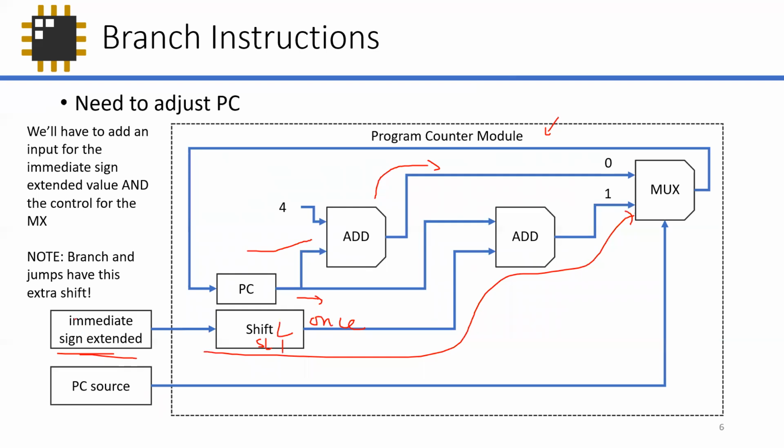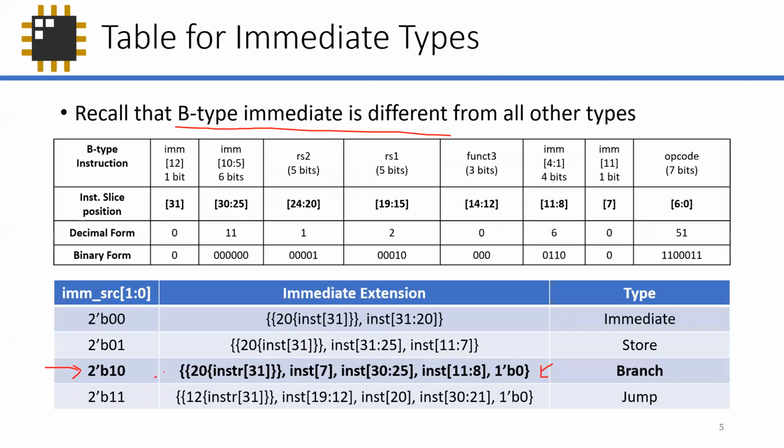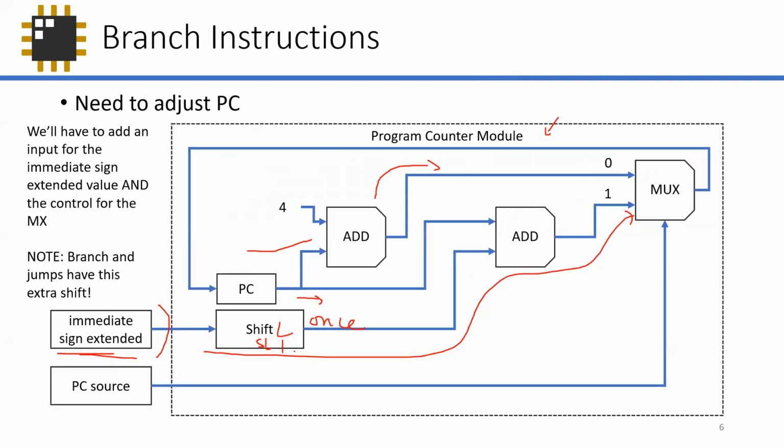Okay, I'm gonna explain a bit, but the only thing you have to remember is that the moment you take this sign extended value, you have to shift it to the left once, before you start adding it to the program counter, this path, and then putting it into the multiplexer.